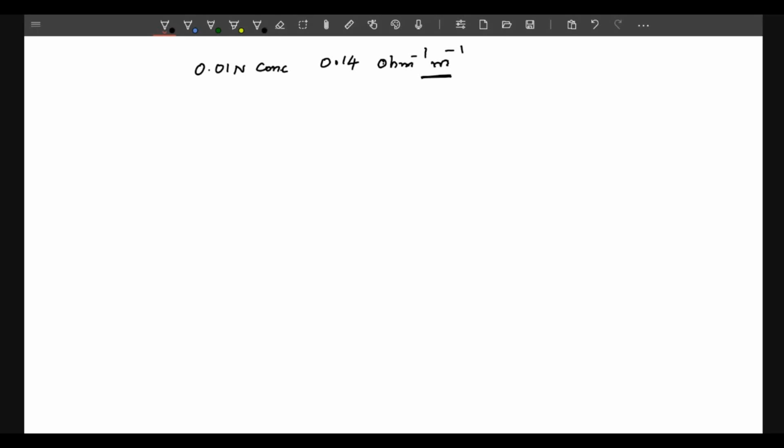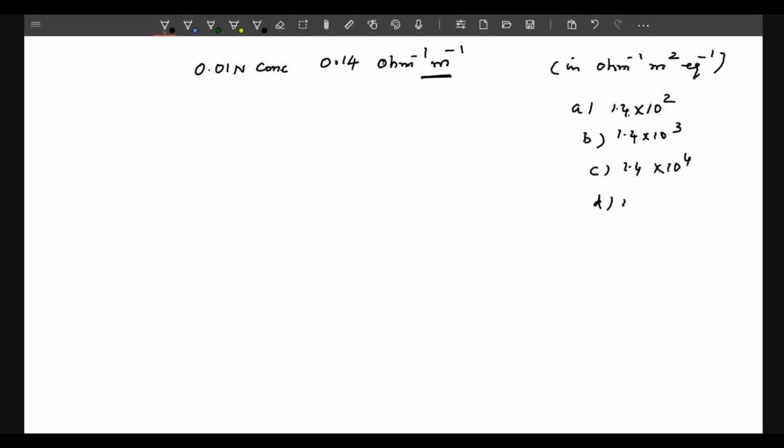The equivalent conductance, in per ohm centimeter square per equivalent, is: option A 1.4 into 10 power 2, B 1.4 into 10 power 3, C 1.4 into 10 power 4, and D 1.4 into 10 power 5. Which is the correct answer?